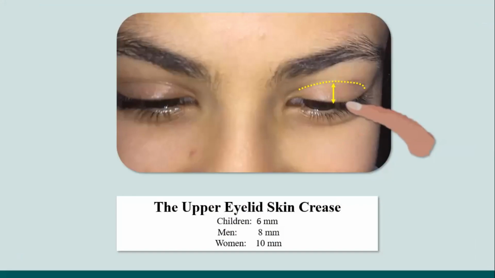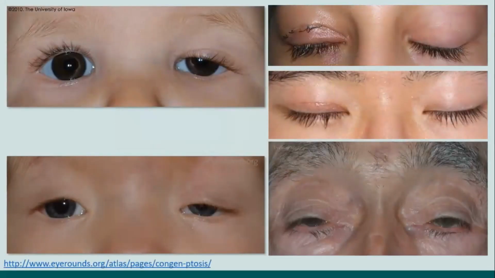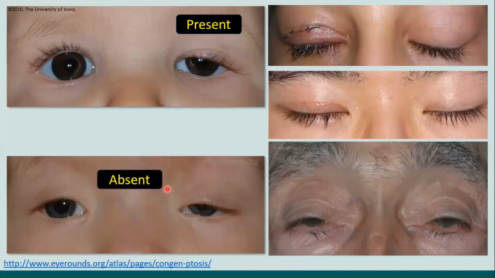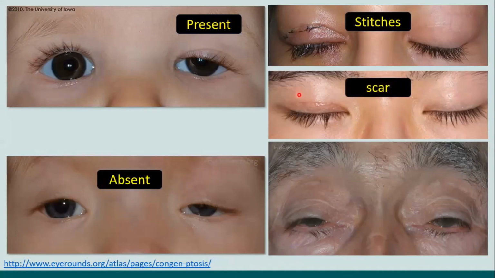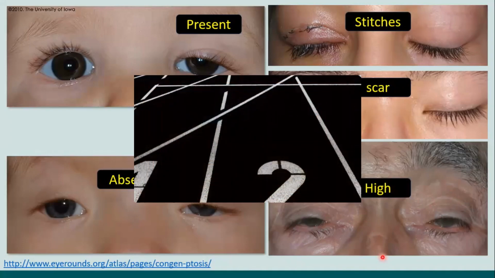But most importantly, from an exam point of view, is to comment on the lid crease. Is it present, like in this photo? We have a ptosis, but we have a present lid crease. This is a case of congenital ptosis. Or is it absent, like in this case, bilateral? Are there any stitches in this photo? Here, scar. Or we have a high crease here, like in involutional ptosis or aponeurotic ptosis.